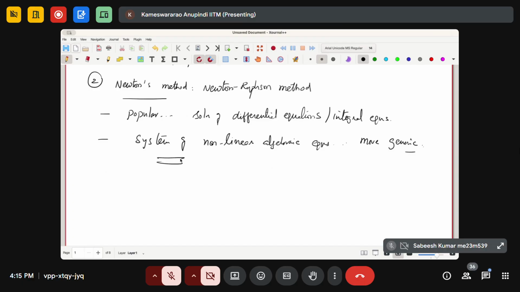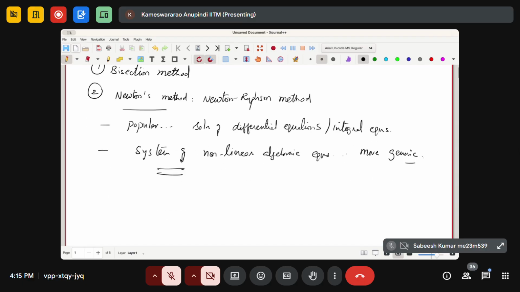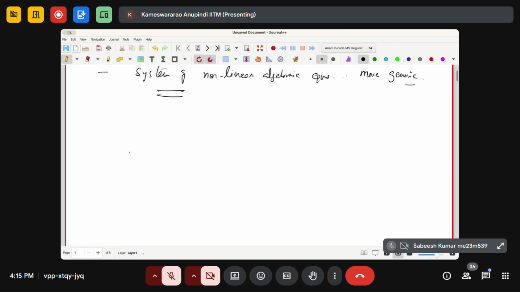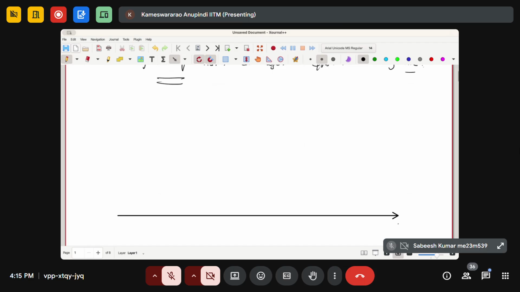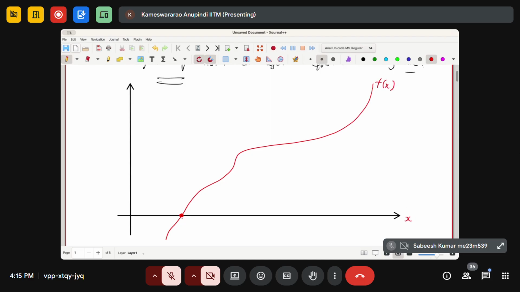Okay, so now before going into the algorithm, let me just explain how Newton's method works. We have some nonlinear function. Let us say that is my x and y axes, and the function looks something like this. We are interested in calculating the zeros of this function. This is my f of x, and this is my x. I want to calculate this root, the root r.